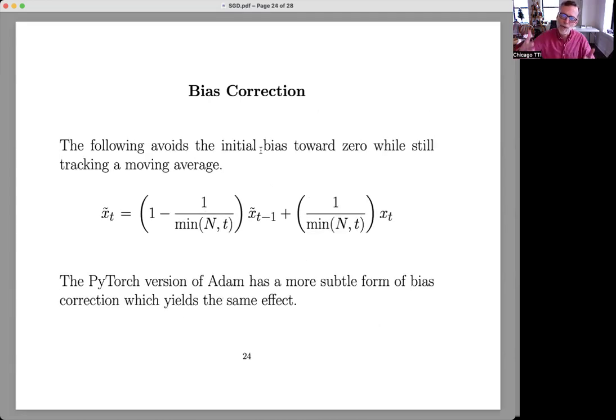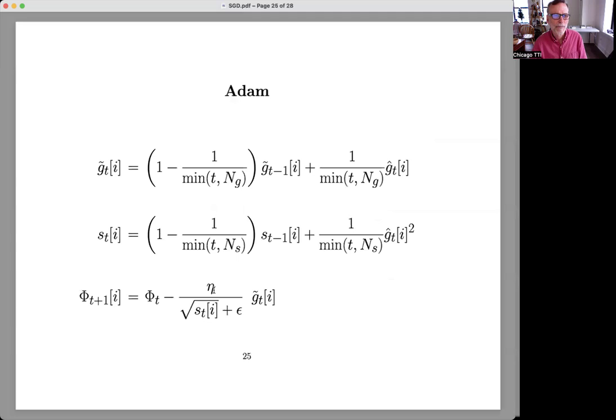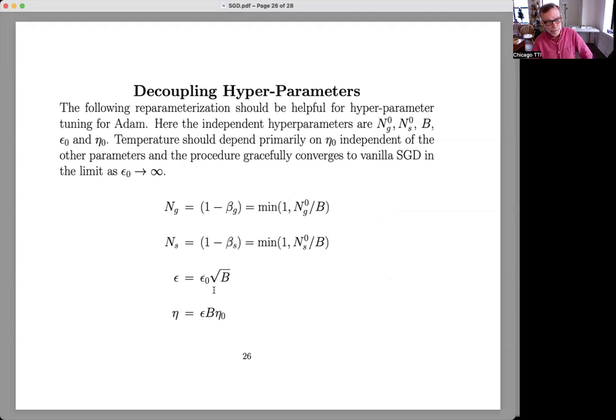Now, eventually, you want to switch to your rolling average. You don't want the average over all time. You want the average over the last n. So you can do that with this equation. As t gets large compared to n, you switch this to 1 over n. It's a simple idea. You keep an exact average of the first t up until you reach n, and then you switch to a moving average with a time constant of n. So here's Adam with bias correction. And this is essentially the final form of PyTorch Adam.